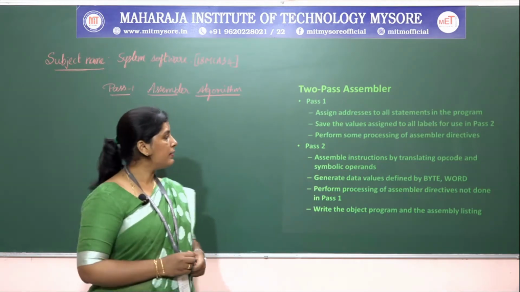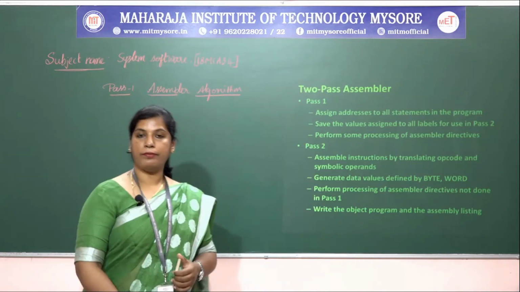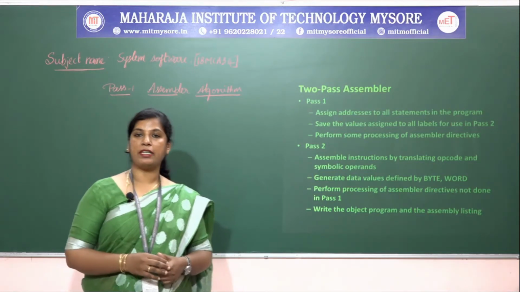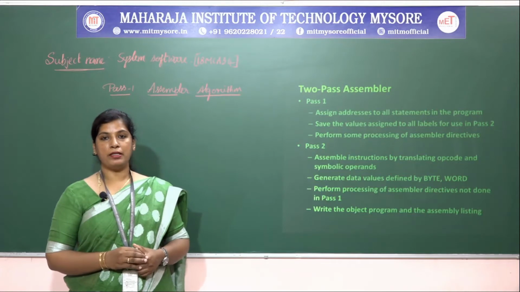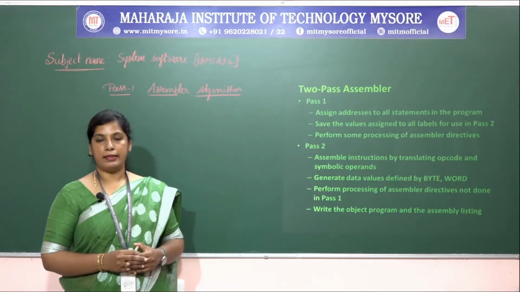So in the last class we had a discussion on why it is needed to have different phases, that is pass 1 and pass 2. In a single pass it is not possible to convert the entire program into an object file.